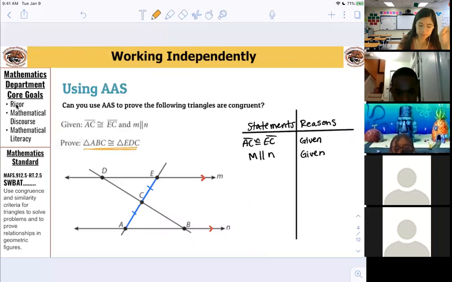So in other words, I have a side. So here there's three possible sides and there's three possible angles, right? So far I just have one side. I'm going to need some more information to prove that they're congruent.